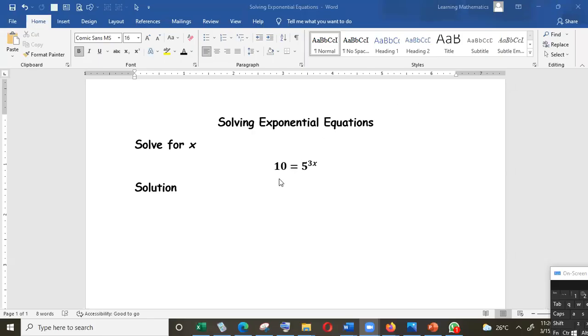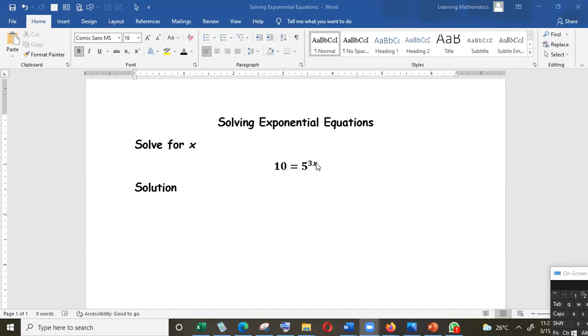Here we are required to solve for x in this equation. This can be called an exponential equation because the variable, which is x, is in the exponent, okay? Because 5 is the base, and here you have 3x as the power. X is part of the exponent, so you have an exponential equation here to solve.